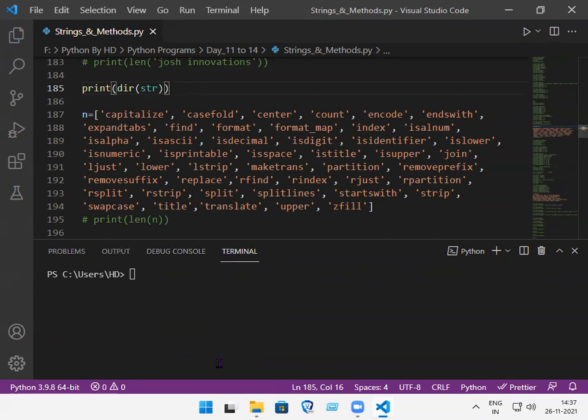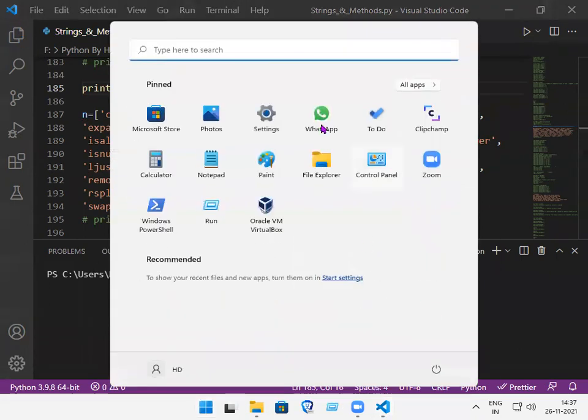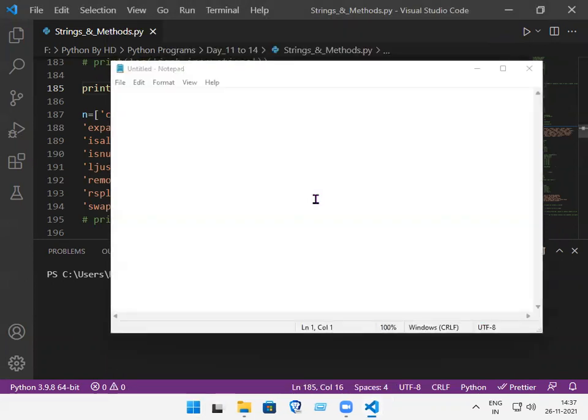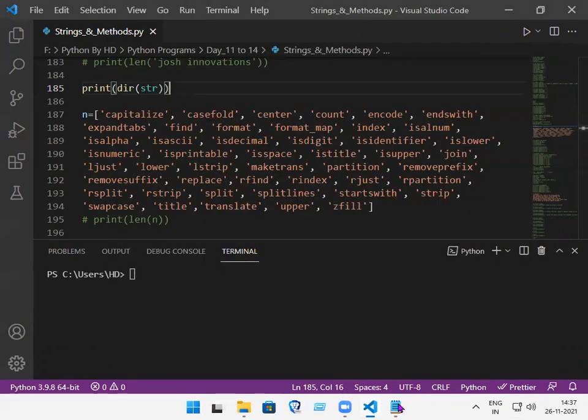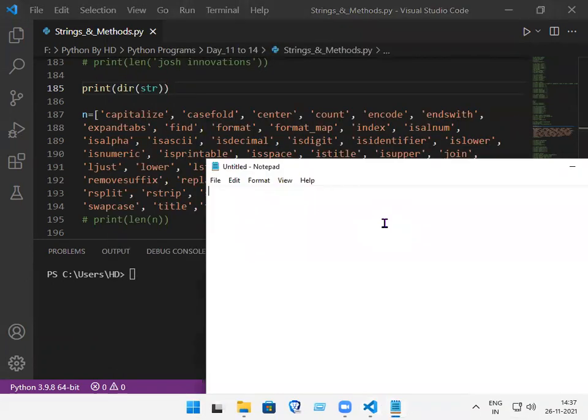So just make a note. Write like this, okay? I know how you'll copy. Copy like this, okay? One means capitalize, like this you copy. Two means casefold. Three means center, like this you copy, okay? Because whichever topic is over, you can just make a tick mark there. Even for practice, it will be very easy for you, okay?